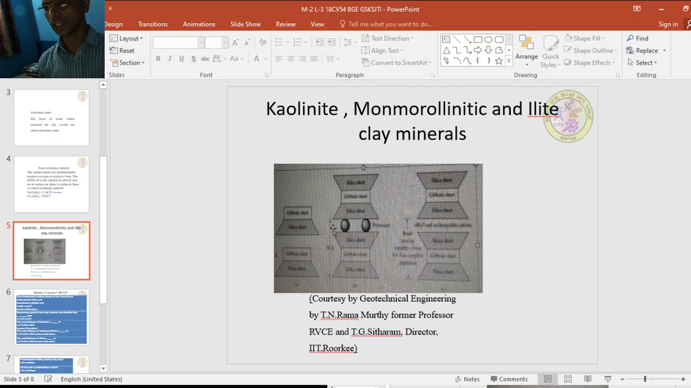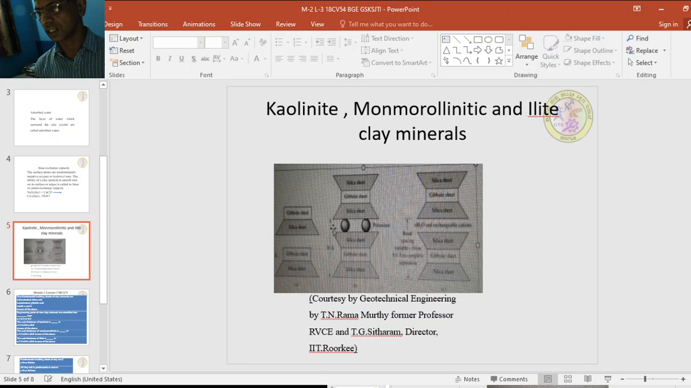So coming to the minerals, from the engineering point of view, clay minerals are classified into 3 types: kaolinite, montmorillonite and illite clay mineral. Kaolinite means, if you see, a gibbsite sheet and a silica sheet are bonded together.